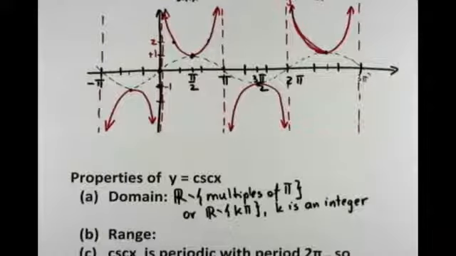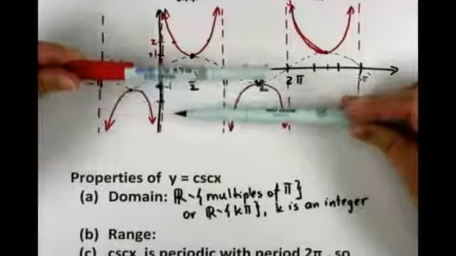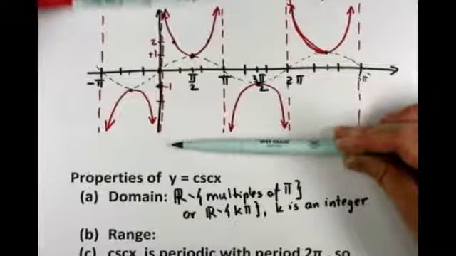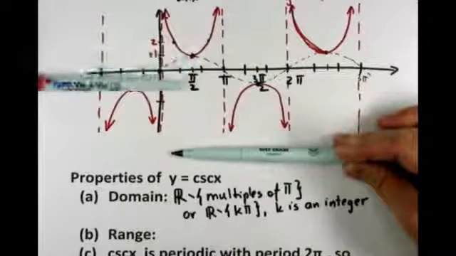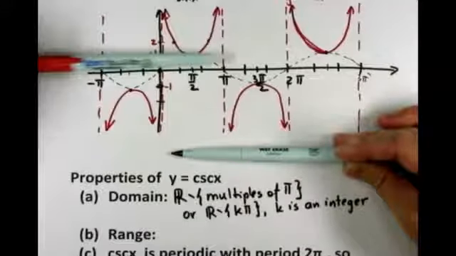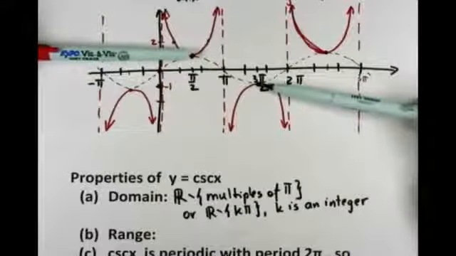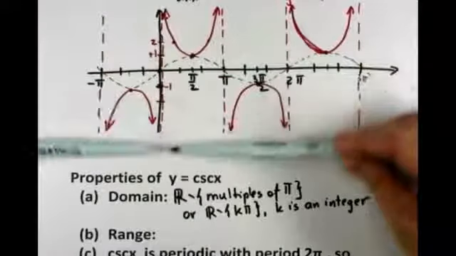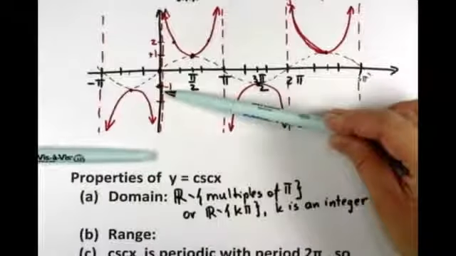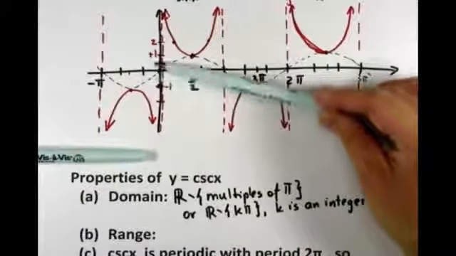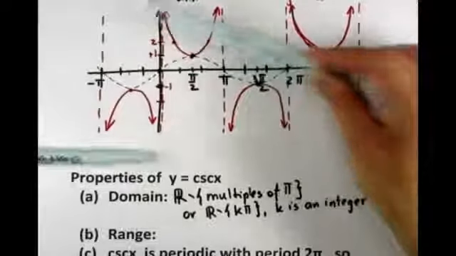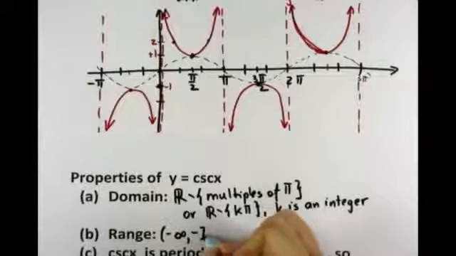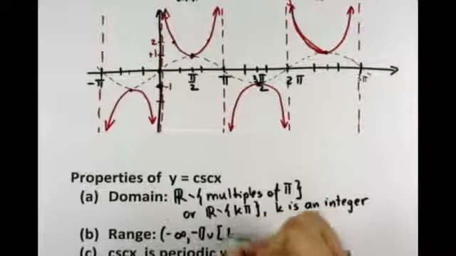Range. What's my range? The range is the window on the y-axis where my function is spread. It keeps going, keeps going. But here in the middle we don't have the graph. The red graph has a gap right here in this window. So we have from minus infinity up to minus 1, and then nothing in the middle, and then from 1 to infinity.